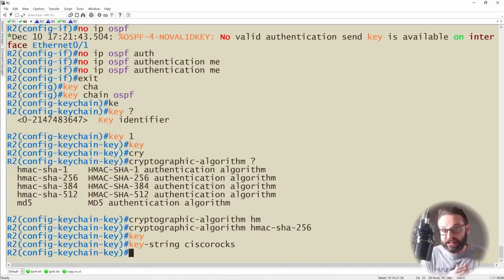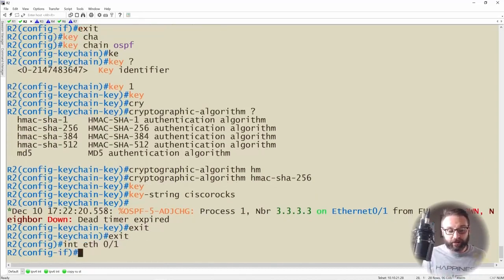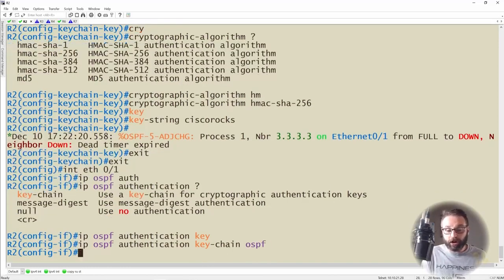So we've created the keychain, we've identified the key, we identified the cryptographic algorithm, and then we identified the actual key string itself that's going to be used as the password. Now when I go back to interface Ethernet 01, I can specify IP OSPF authentication. I'll specify my keychain, which we called OSPF.